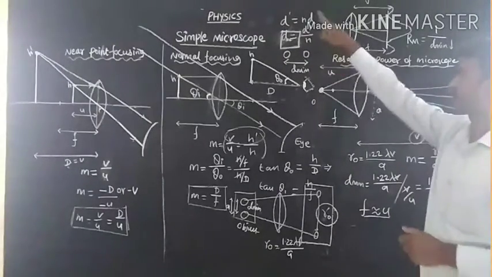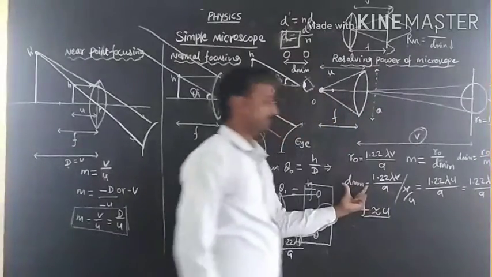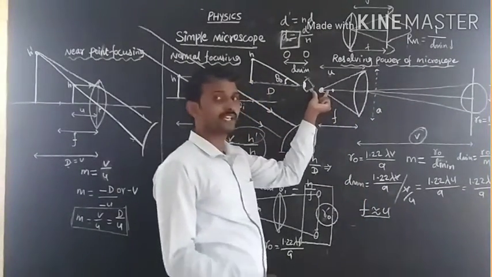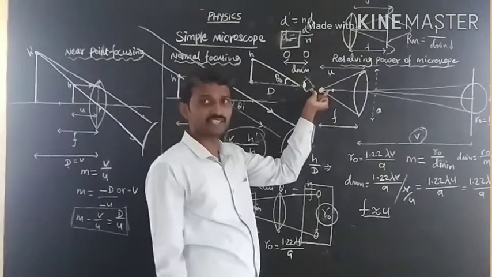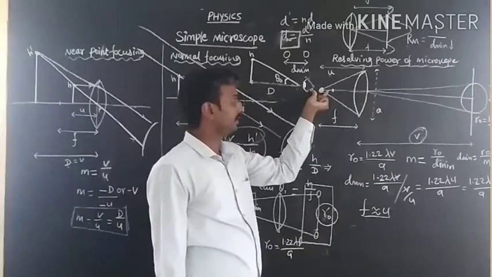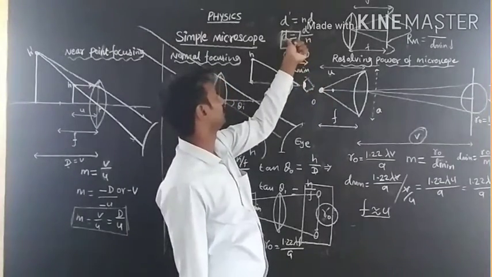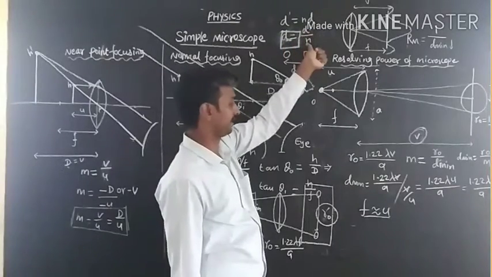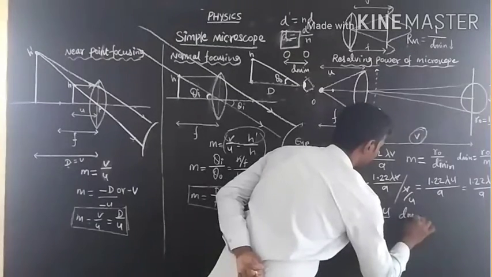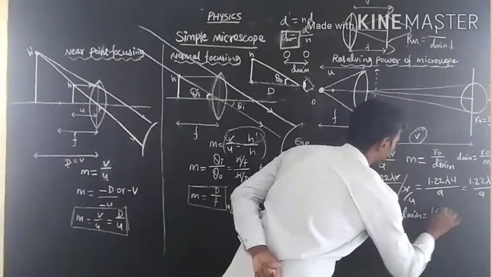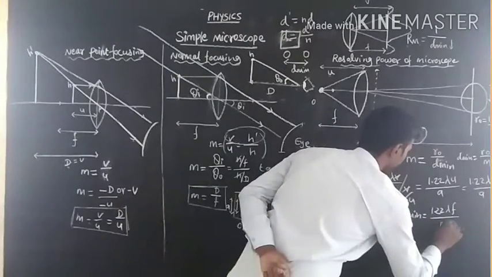For this condition, suppose an object is located inside a medium, I am going to substitute the refractive index as d is equal to d dash by n. Like d minimum equal to 1.22 lambda f divided by n a.